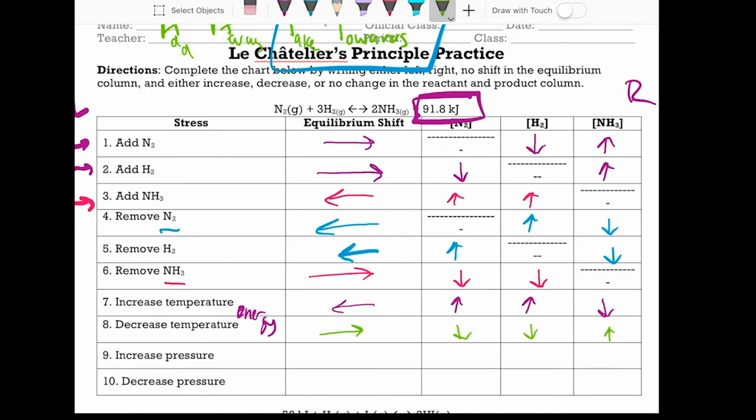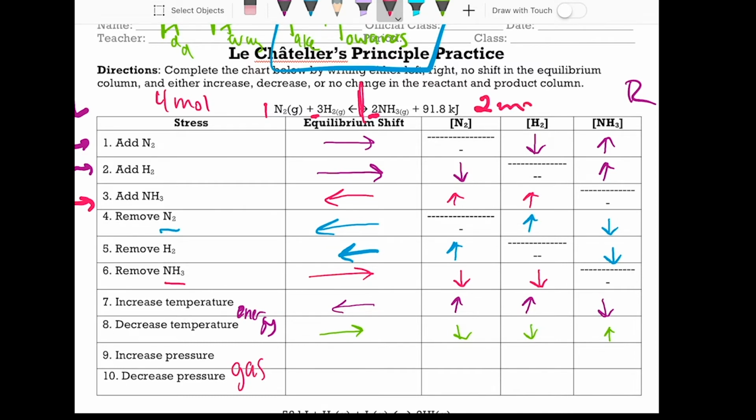Now, last one is pressure, and pressure only affects gases. So when you're looking at this, you want to figure out how many moles of gas you have on each side. On the left side, we have 1 mole of N2 and 3 moles of H2. So that's 4 moles of gas on the left side. And the right side has 2 moles of gas.